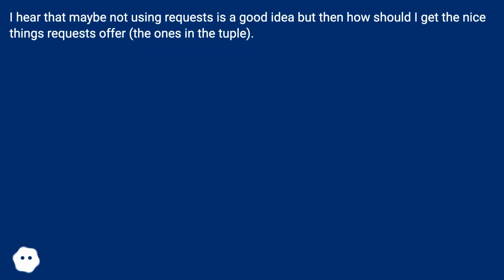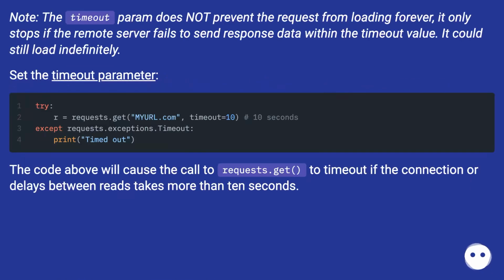I hear that maybe not using requests is a good idea, but then how should I get the nice things requests offer, the ones in the tuple? Note, the timeout param does not prevent the request from loading forever. It only stops if the remote server fails to send response data within the timeout value. It could still load indefinitely.